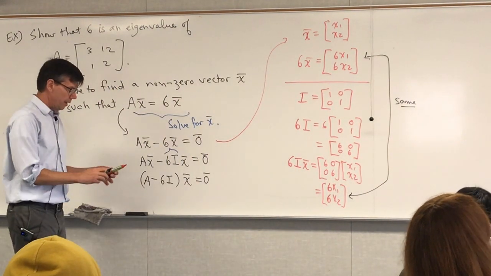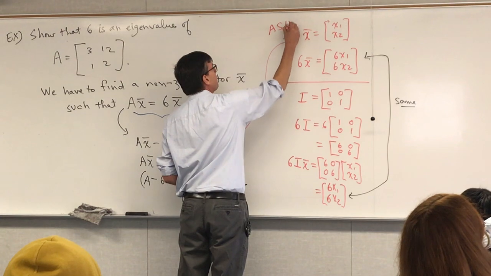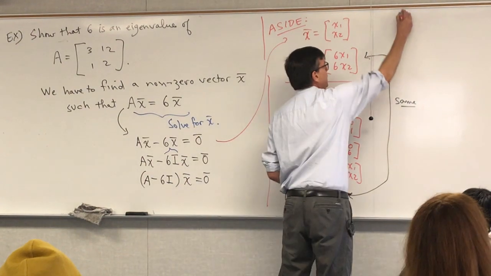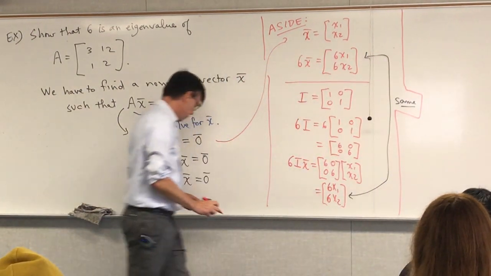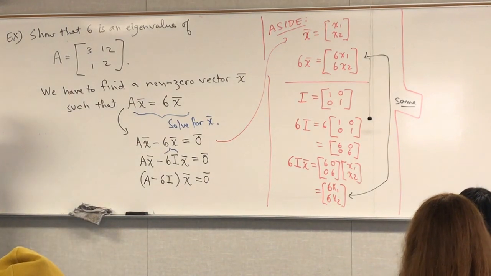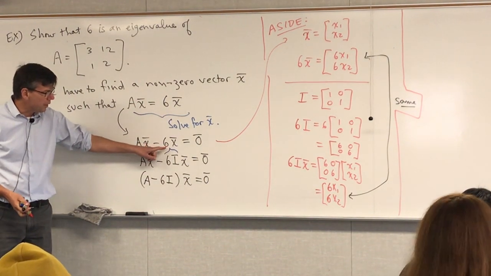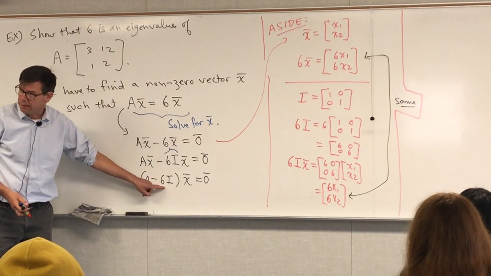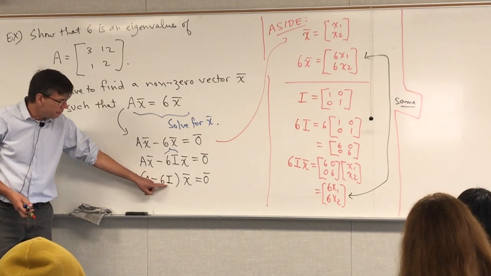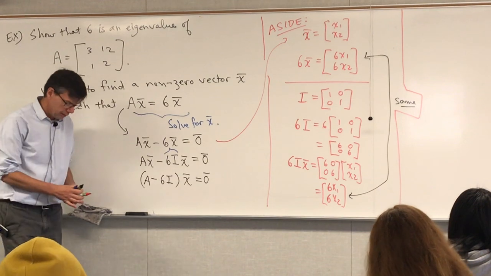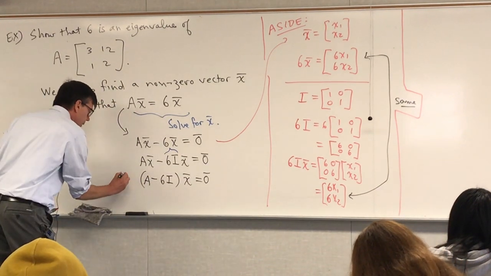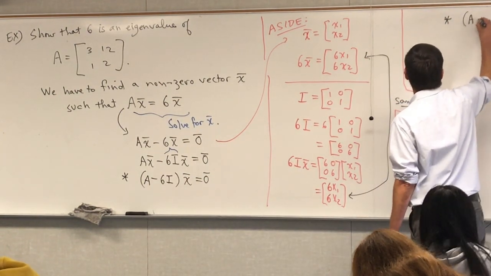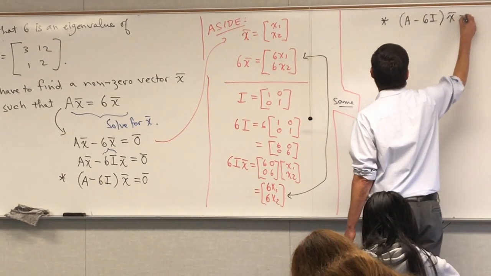Okay, so that was just an aside, to make sure we weren't freaking out about the notation. That explanation is just why I can replace 6 with 6I here. See, I can't take a matrix minus a scalar by itself. I need a matrix minus a matrix to be able to do this factorization. And so, I'm just going to recopy that step over here: (A minus 6I)x equals 0.